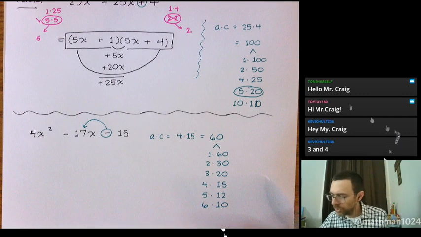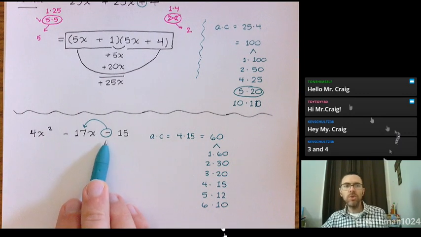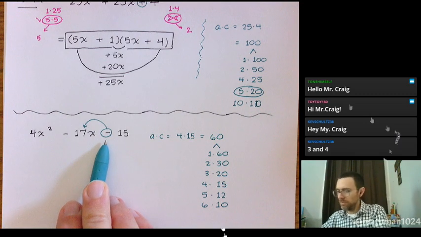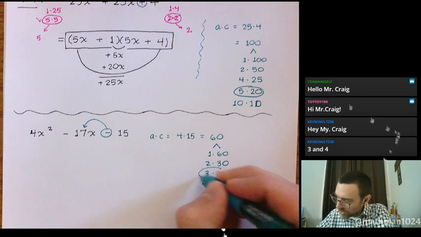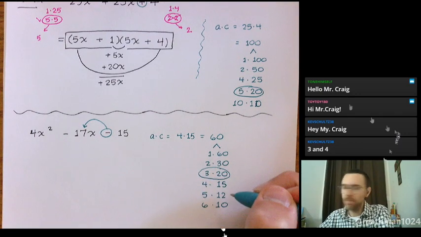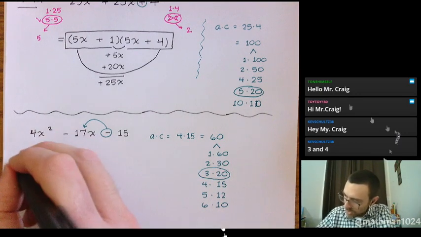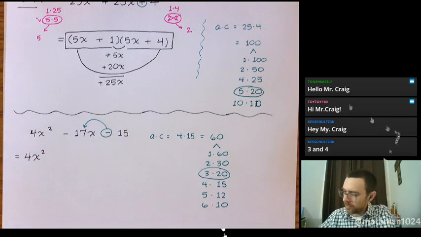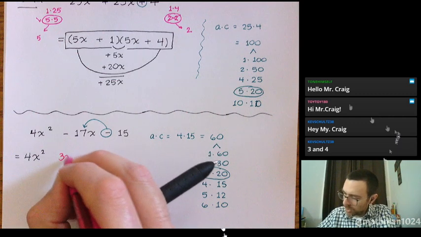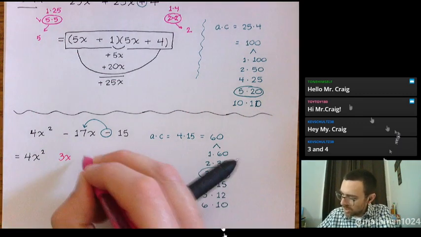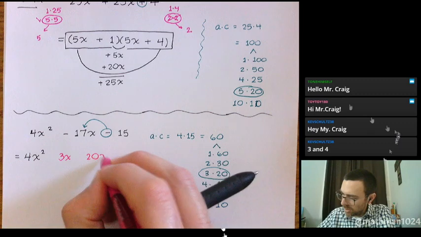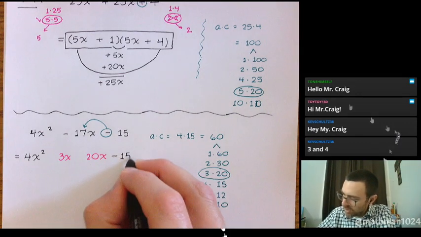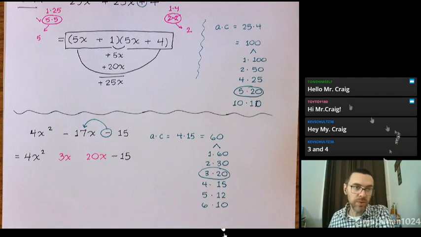Right, but this is where you look at this sign right here. You want your two numbers to be able to subtract to give you 17. And that's why 3 and 20 is going to be the winning combination here. So let's use the 3 and the 20 to split up the middle terms. So 3x and 20x minus 15. But we need to go ahead and address the issue of signs.